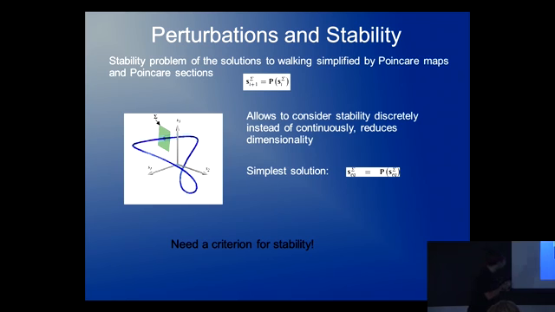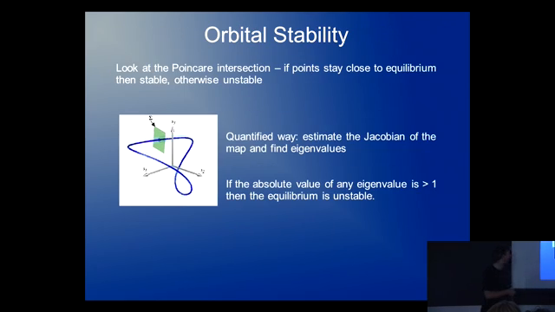But around it, if you notice, there are small light blue curves which don't close on each other but seem stable. But how do we quantify this? We need some criteria for studying it. So there are actually two. There's orbital stability, and we look at the intersections. And if the points stay close to the equilibrium, we say that the motion is stable.